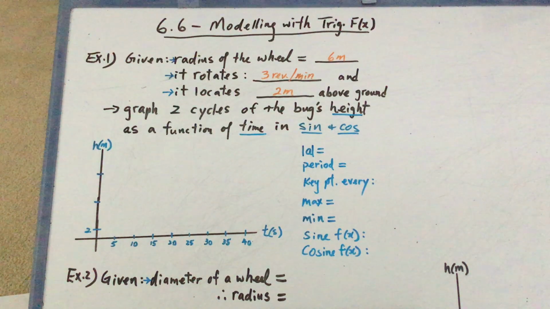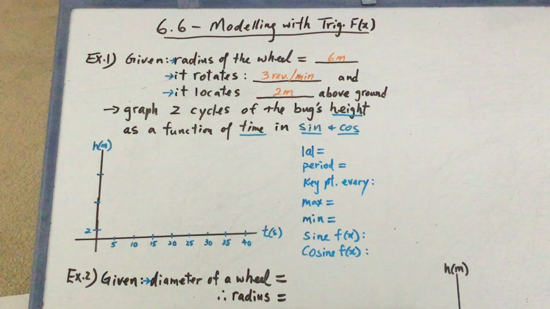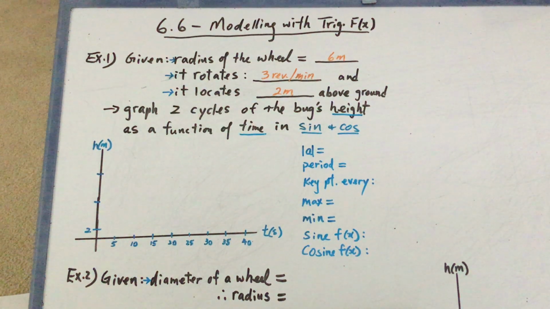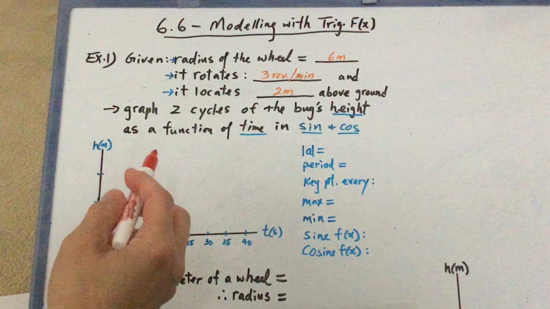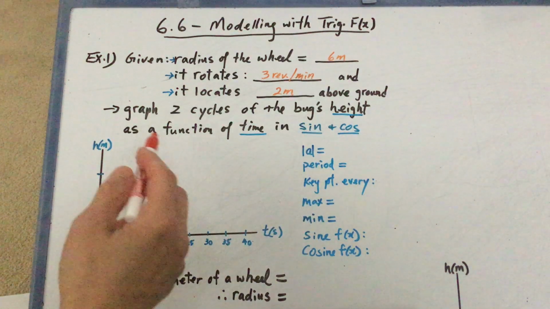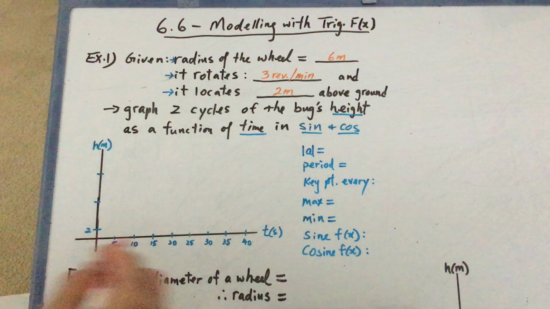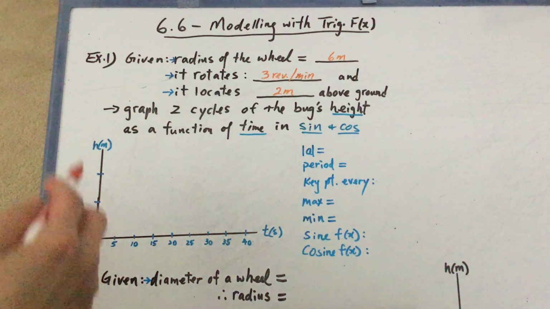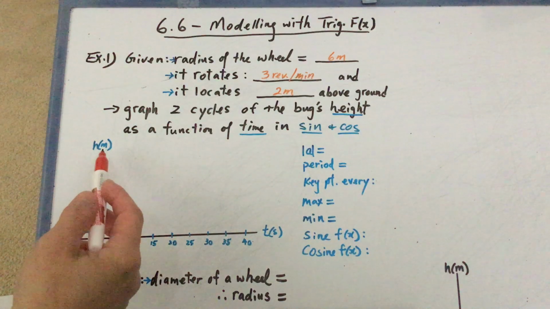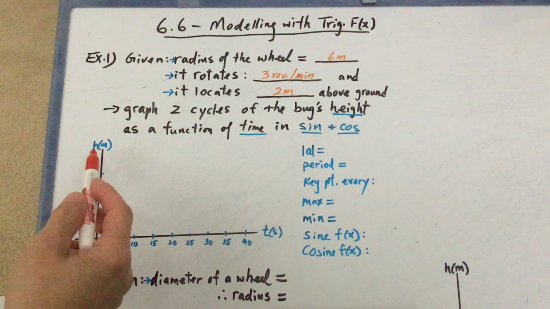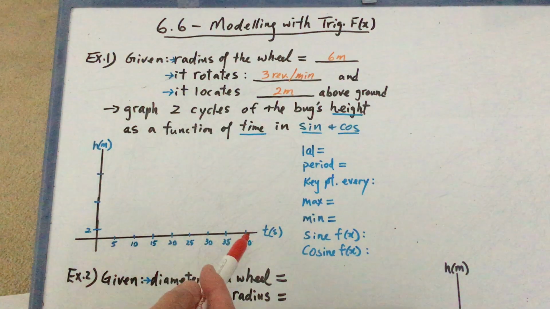Okay? So once we make notes of all of this, then I can start putting that information on the graph. And the graph is basically the bug's height as a function of time. So on the graph, as you can see, I will be using the y-axis as the height in meters. So you always label the graph instead of x and y.